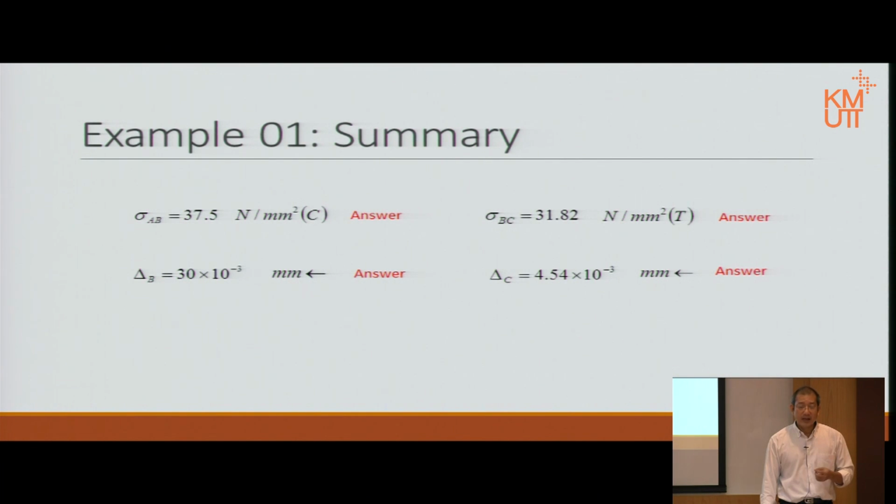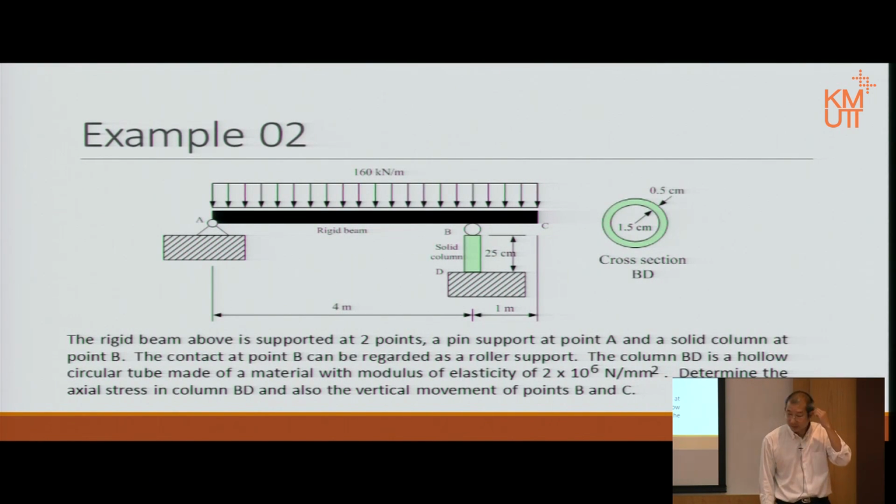Let's look at another example. That one doesn't actually give us a direct axial force. However, the key word is that this beam here is a rigid beam. The word rigid means it doesn't deform. It moves, but it doesn't deform. The word solid means it can deform.